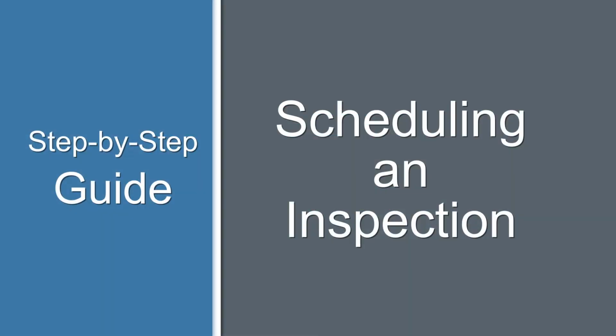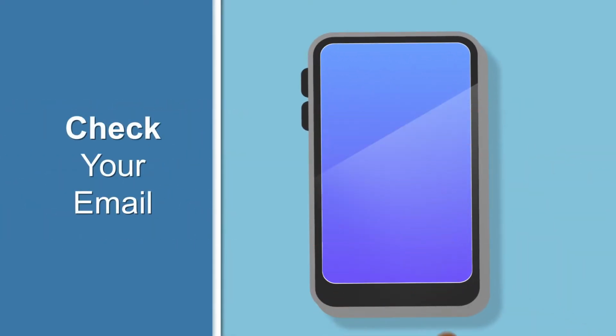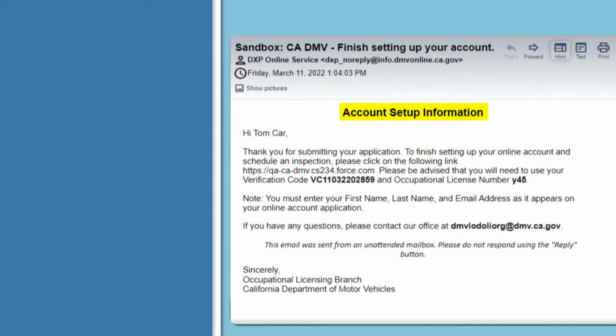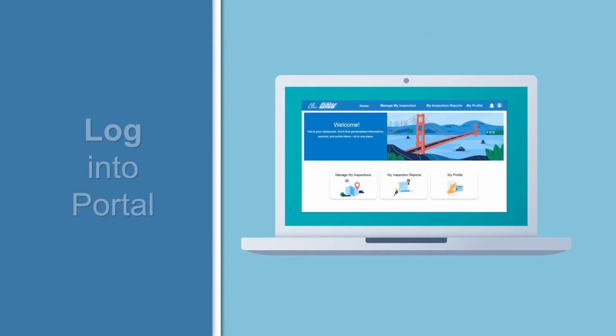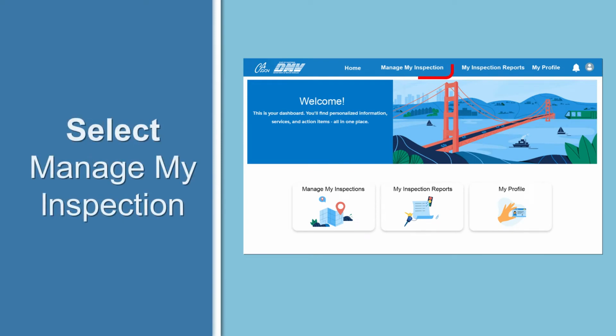This tutorial is designed to walk you through the process of scheduling an inspection. You should have received an email asking you to set up your account so you can schedule an inspection. Once you've done that, log into the portal and you're ready to begin. Select Manage My Inspections in the upper toolbox or under Quick Links.